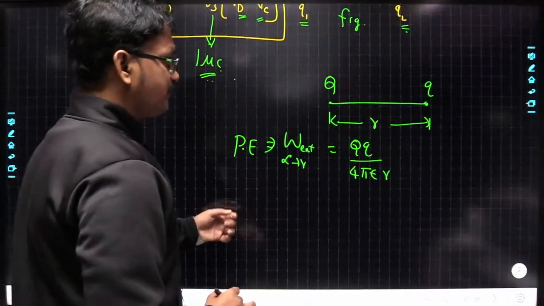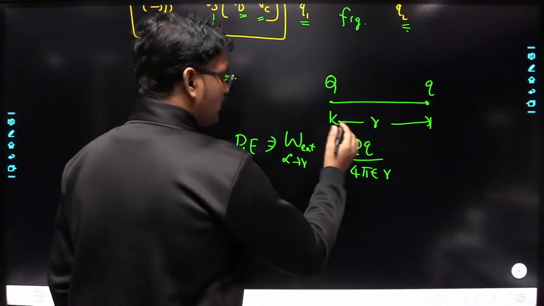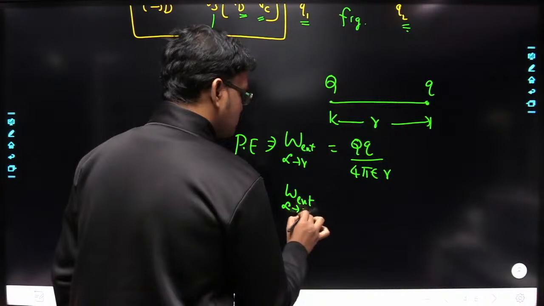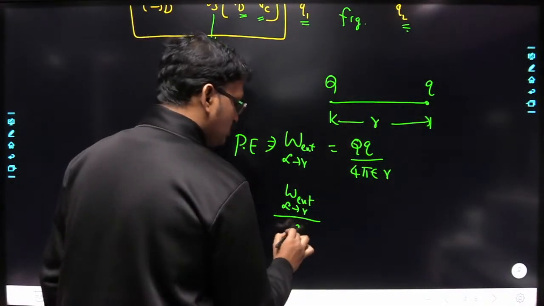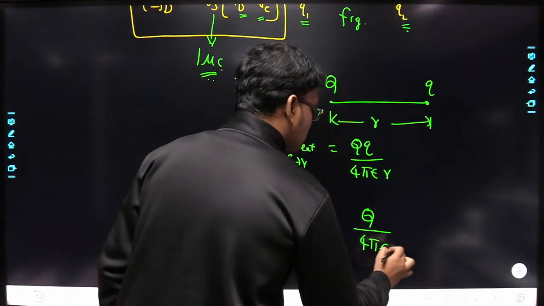Yes or no? Okay. Now, potential is nothing but what? Potential is nothing but what you have to do? You have to determine work done per unit charge, that is W by Q is equal to what? Is equal to Q by 4 pi epsilon into R.